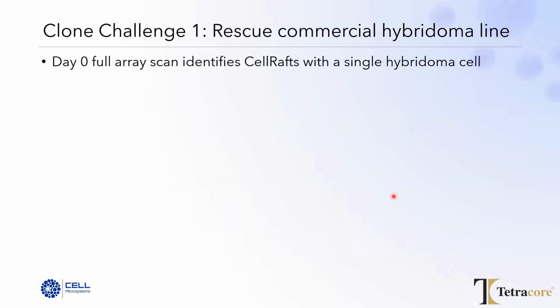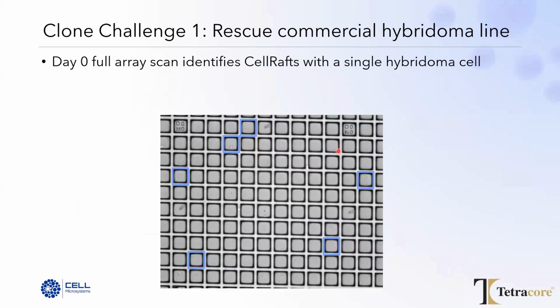So what we did in the workflow was to perform a full array scan to identify positions that had a single hybridoma cell at day 0. You can see what that looks like in bright field here. This is just one field of view inside of the array. And these blue boxes highlight positions within the consumable that have a single cell. But what I want you to pay attention to is this one down here in the bottom left-hand corner, demarcated by a right arrow.